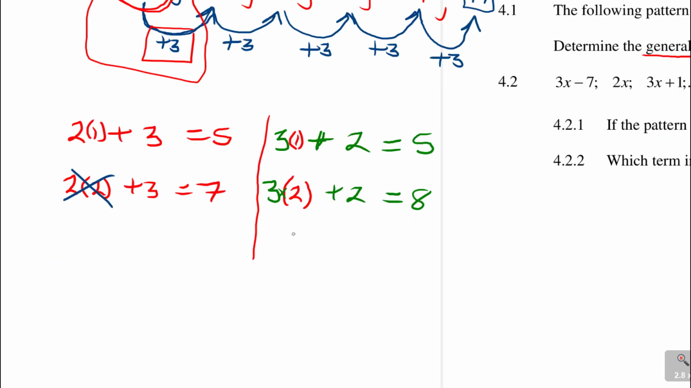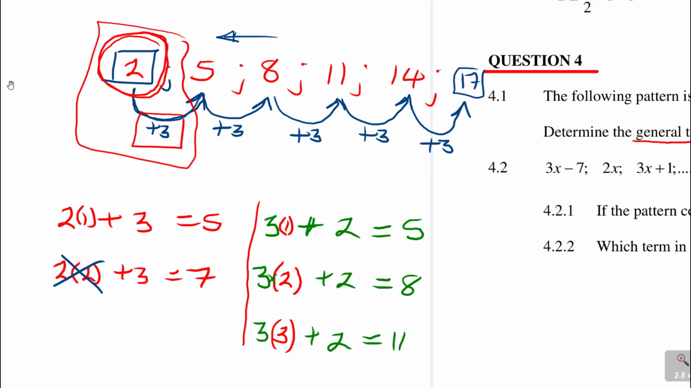So now, you move on also and try 3. So you say 3, and then you put a bracket here. Now from 2, you go to 3, and then you say what? Plus 2. Now 3 times 3 is 9. 9 plus 2, it's 11. You move on again. You can see now the pattern is coming out. So we have 5, we have 8, we have 11.